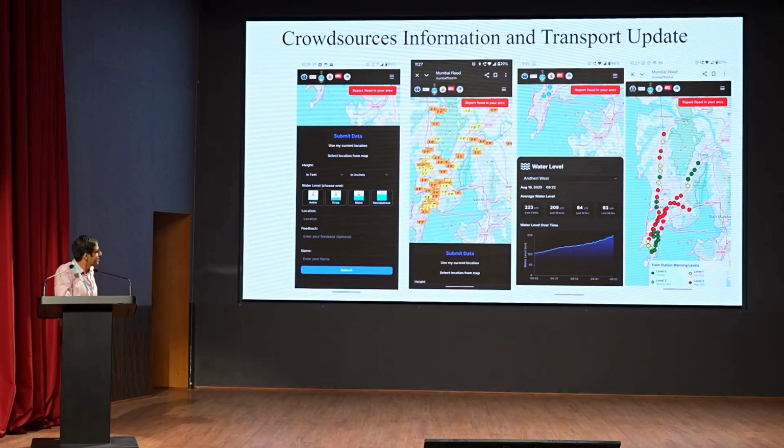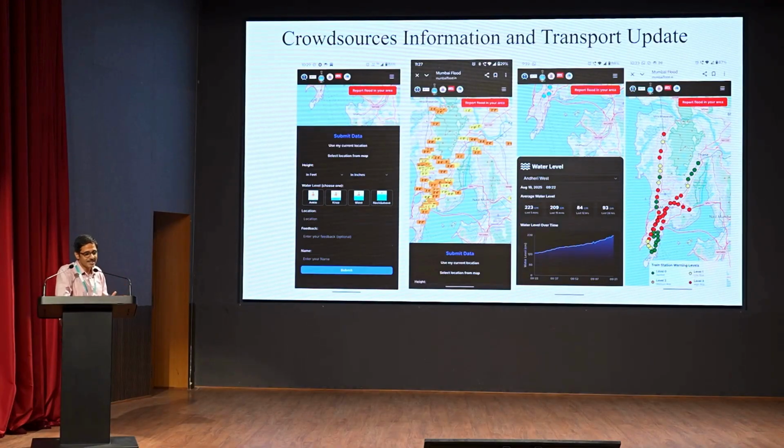And I'd like to mention why short duration rainfall is important, because you can see that within 1 hour on 19th August, the water level at one of our sensors increased from 120 centimeters to 240 centimeters. In 1 hour, it doubled. That sort of thing happened, and we also provide such information at station level.